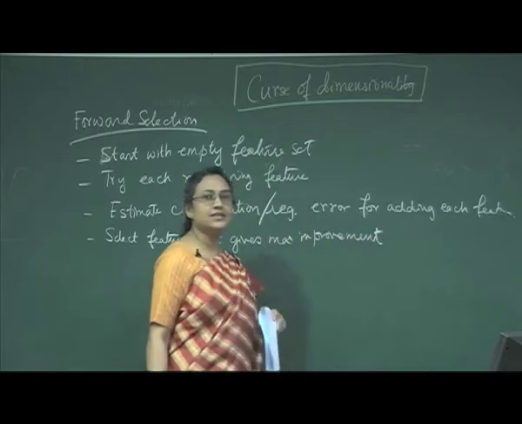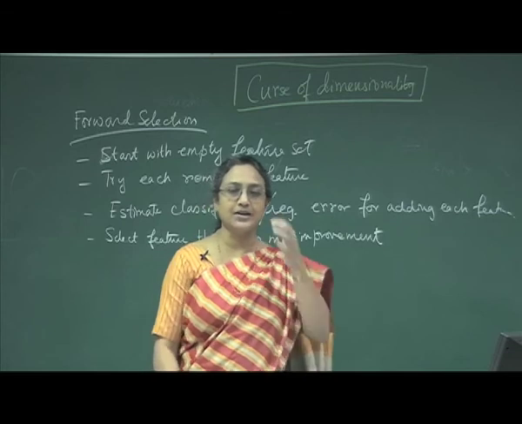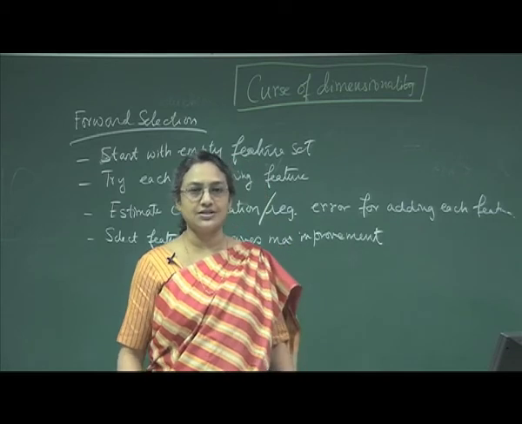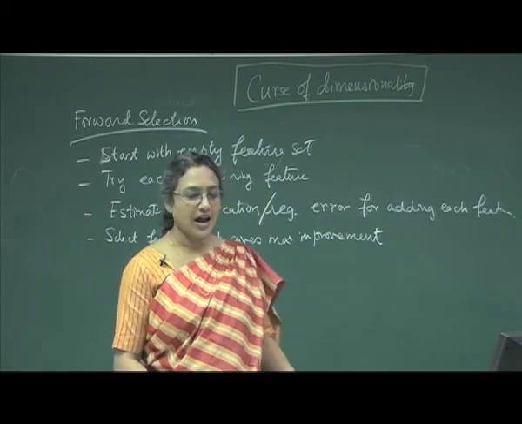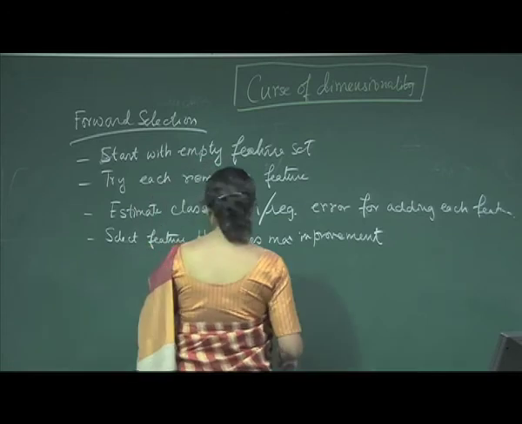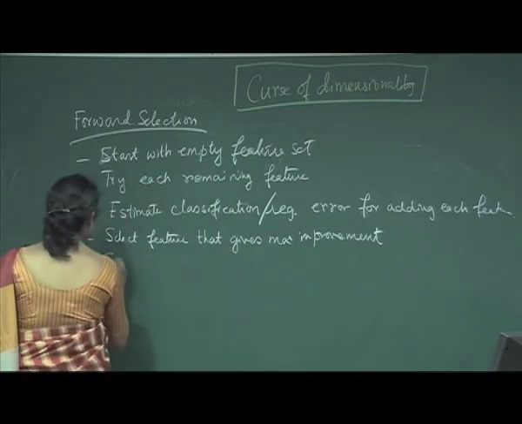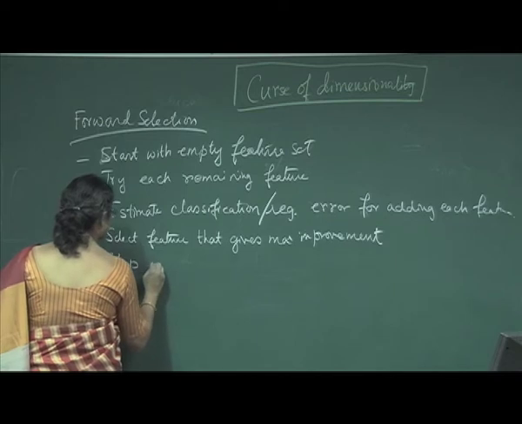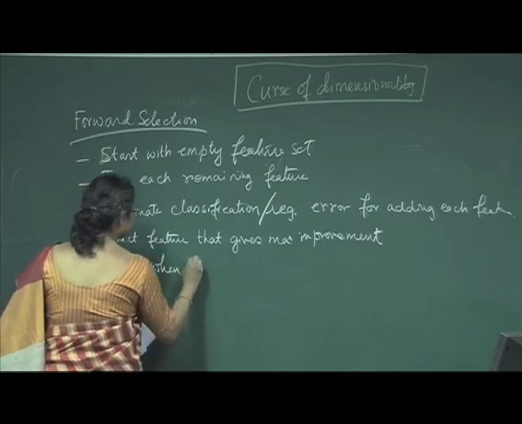To find which feature gives maximum improvement, you can use the validation set and not the training set, as we have discussed earlier. So you can stop when there is no significant improvement.